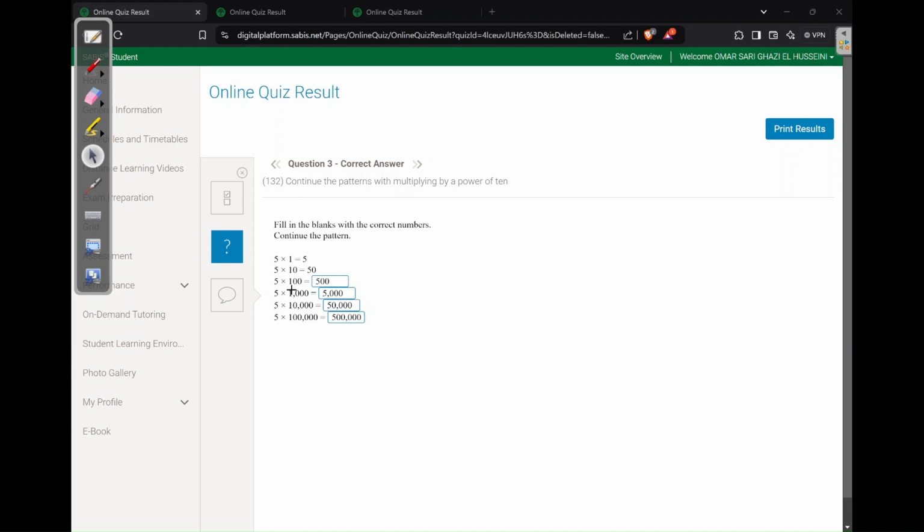5 times 10 equals 50. 5 times 100 equals 500. Since we use this zero, we need those two zeros, all those zeros at the end. We need to use them so we can get our final answer. 5 times 1000 is 5000. 5 times 10,000 equals 50,000, and 5 times 100,000 equals 500,000.